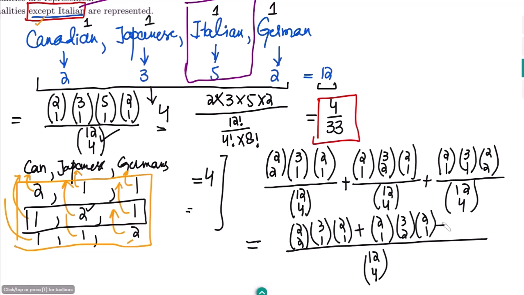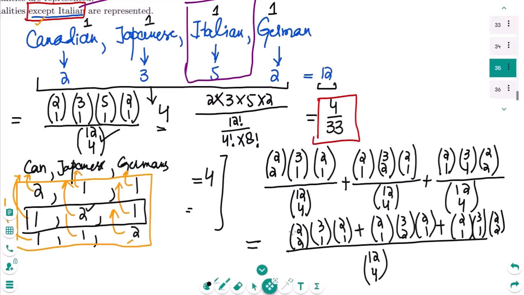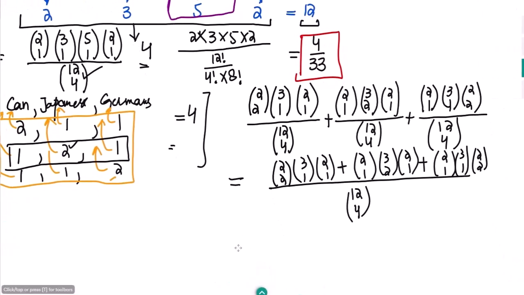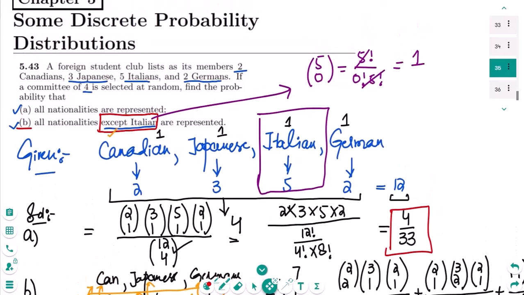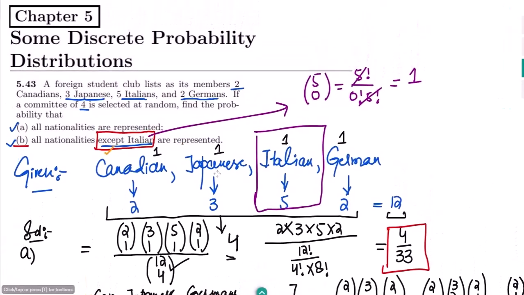Solving it, let me move down somehow. Writing the answer, it will be 8 divided by 165, and that is basically the solution of part B of my question. So that's it for today, in which we have seen the solution of question 5.43. If you have any question, you can ask me in the comment box.